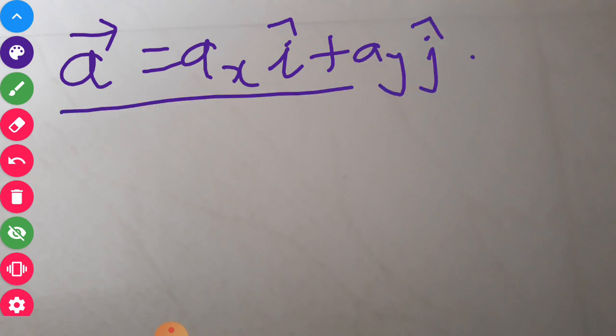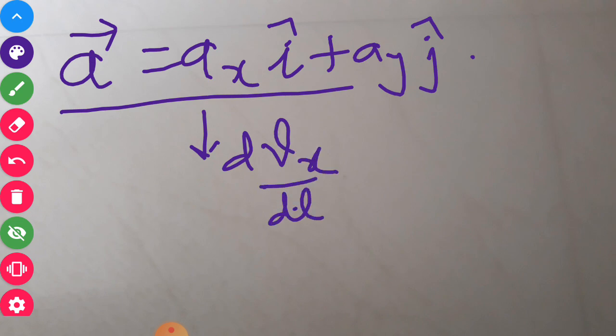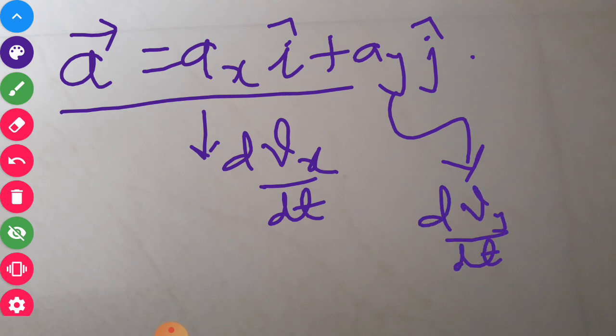So this becomes the instantaneous acceleration, where ax is nothing but dvx by dt, the rate of change of velocity in x direction, and ay is dvy by dt, that is the rate of change of velocity in y direction. And the acceleration is in the direction of change in velocity.